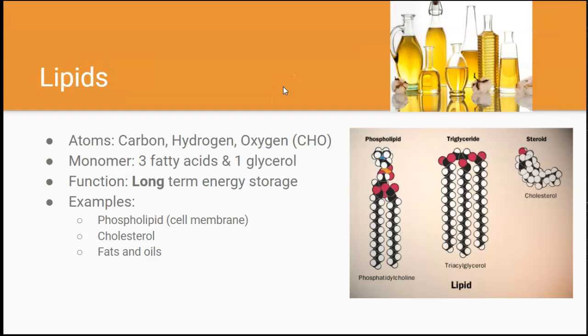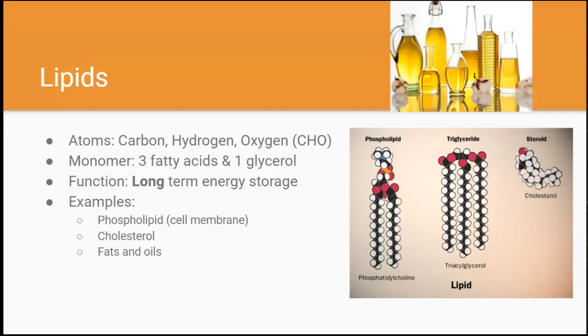Moving into lipids, lipids are like your fats and your oils, your butter, lard, anything like that. You'll notice that the atoms are the same in lipids as they are in carbohydrates. So we have a carbon, a hydrogen, and an oxygen. It's just that the way they're set up in their structures, like in this case you see that it looks like it has 2 little legs or 3 tails, right? That's what makes a lipid different from a carbohydrate, is the way these 3 atoms are organized in their structures.